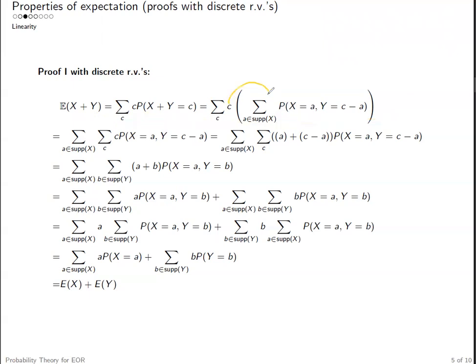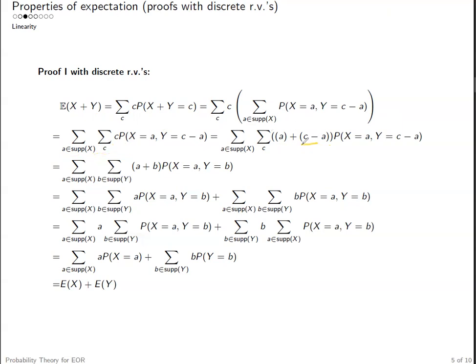Let's move c inside, and if the summation is well defined, we can interchange the order of those two summations. This gives this equation. Now note here, let's rewrite c as a plus c minus a, which is the value taken by X and the value taken by Y, and their summation. Here I didn't do anything special, but only decompose c as a plus c minus a, which is again equal to c, right?